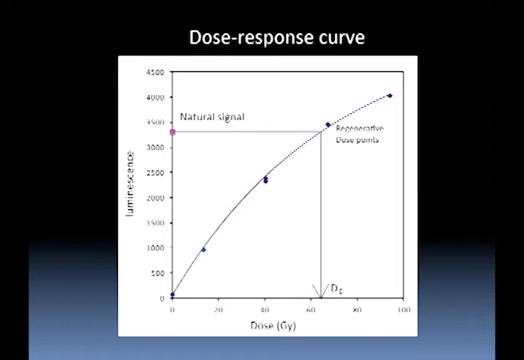So in this case, the sample received about 65 grays of radiation. Based on that, I'm going to guess it's at least 20 to 30,000 years old. So that's a pretty hot natural signal.